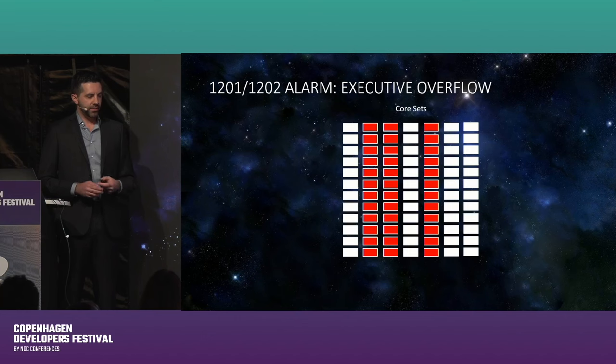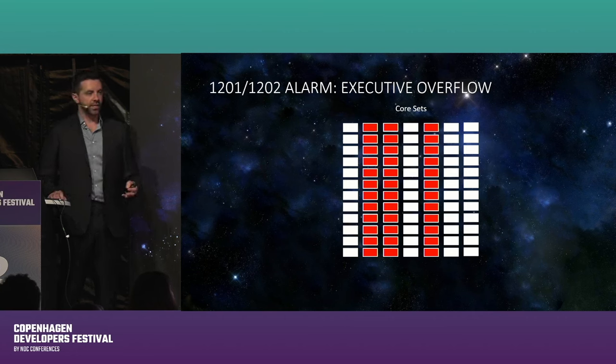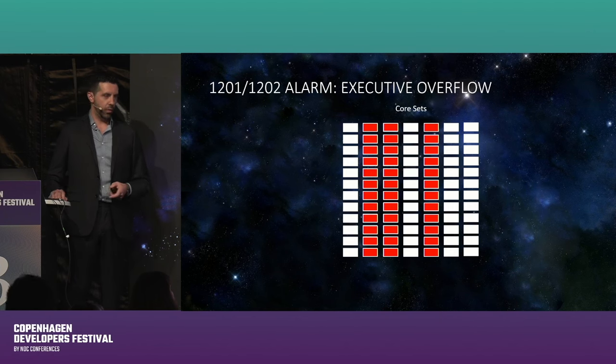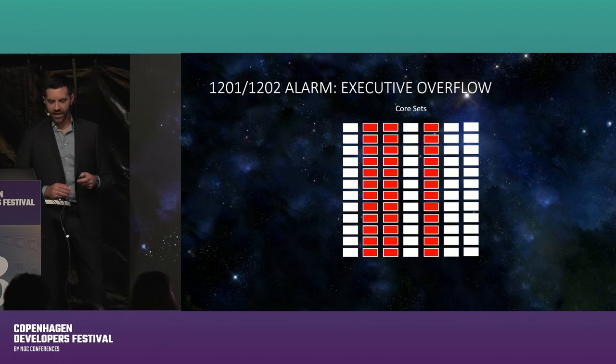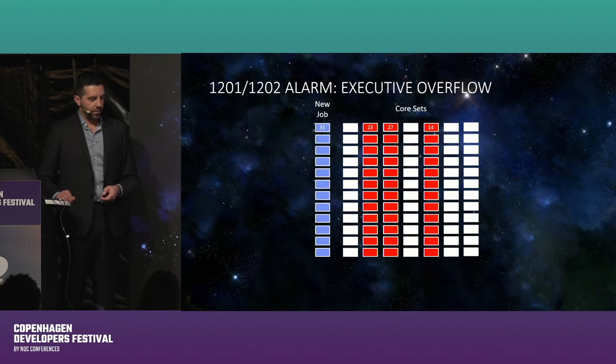So to understand what this actually is, we have to understand how the Apollo guidance computer works internally. It has a bunch of writable memory, which it calls core sets. And each core set has 12 different words of memory. In the Apollo system, a word is 16 bits, which is 15 data bits and one parity bit. And each core set can hold one job at a time. Each job has a priority number, like so. And when a new job comes along, it also has a priority number.